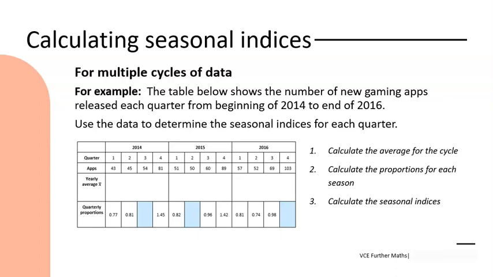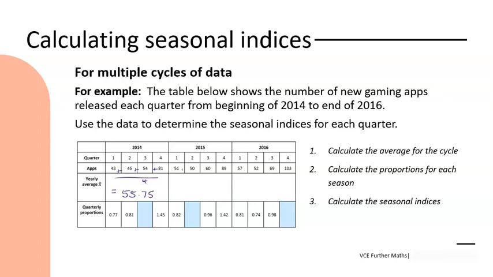So our first step is calculate the average for each cycle. In this case, one cycle is 1 year worth of data, so I'm actually going to calculate the yearly average. For 2014, I'm finding the average of 43 plus 45 plus 54 plus 81 and dividing that. So I'm going to add those together and divide by 4. And that gives me a yearly average for 2014 of 55.75.